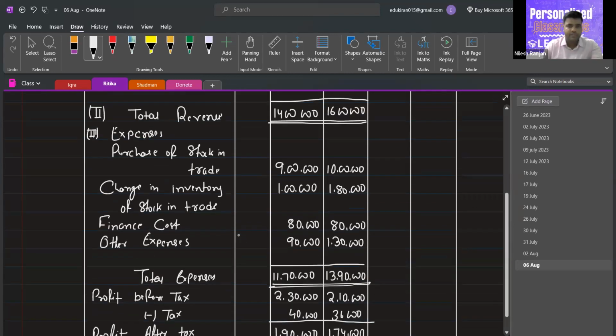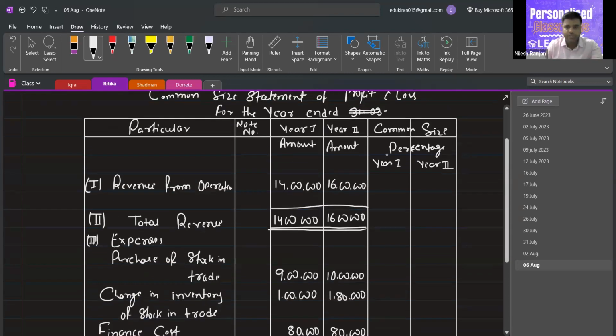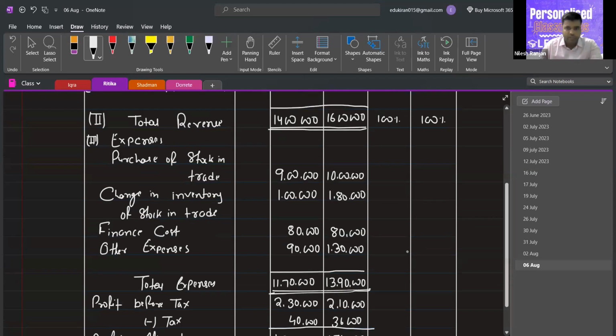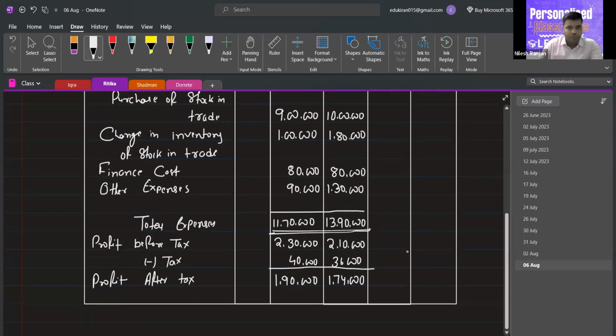Now, after this, we have to calculate the percentage. So this will be 100% because the base item in a statement of profit and loss is revenue from operation. So if there is no other income, then your total revenue is also equal to revenue from operation. That's why it is also 100%. Now, purchase of stock in trade.